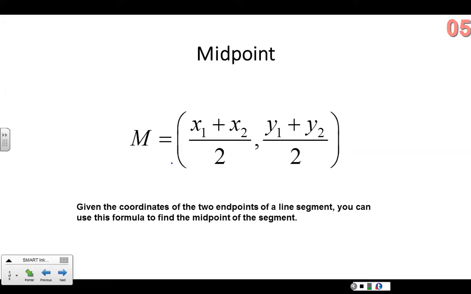So look at the formula. It's a point. You have an x and a y, but it's going to be the average of the x's, so x1 plus x2 divided by 2, and then the average of the y's, y1 plus y2 divided by 2. So it's a pretty easy formula to use if you're given the endpoints.